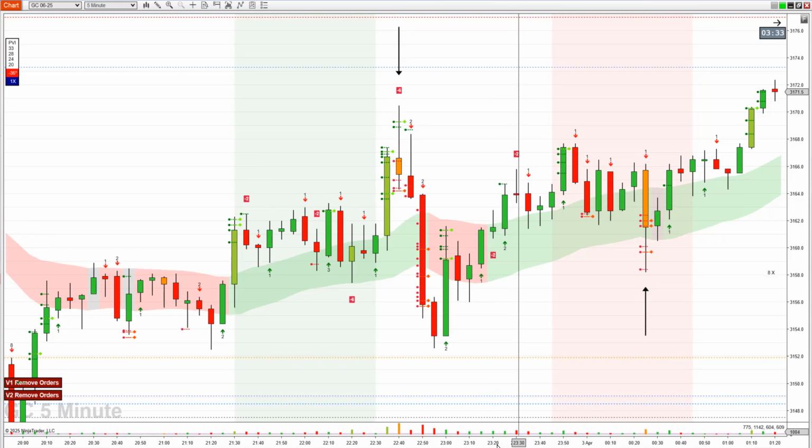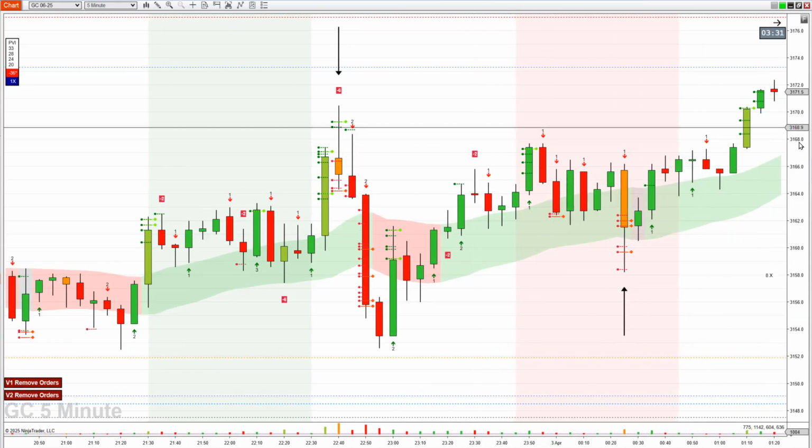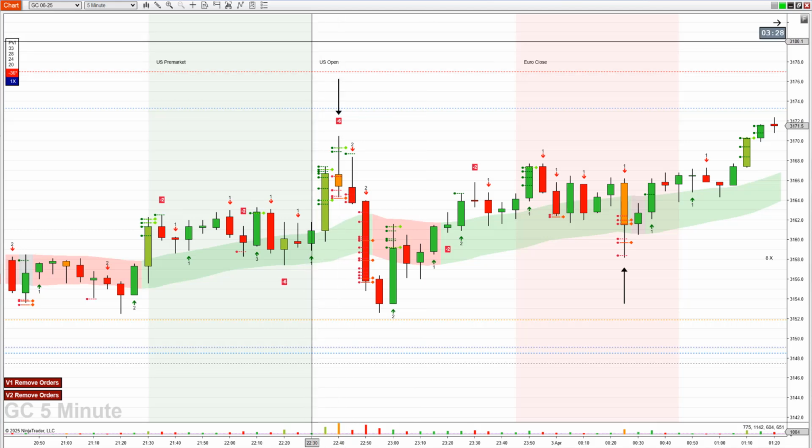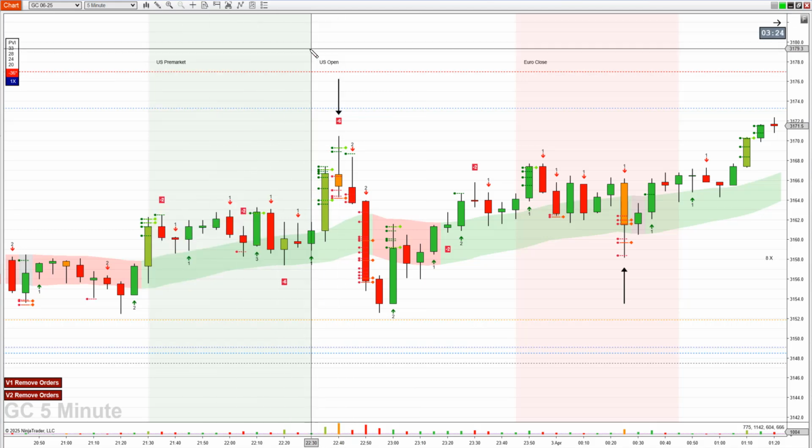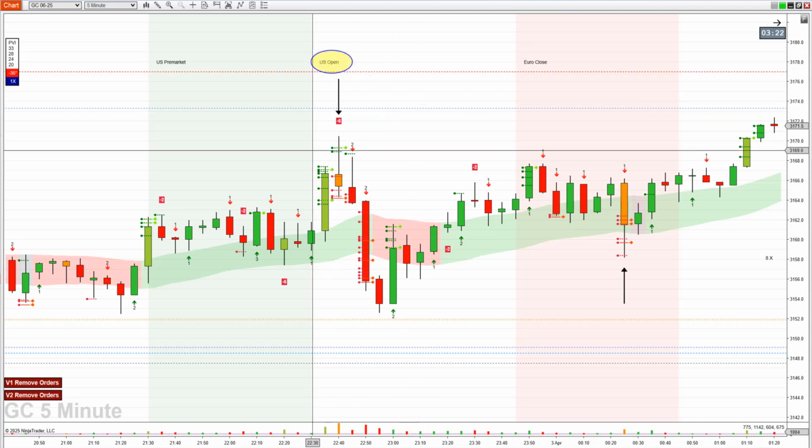Now we're going to go full screen, and ultimately focus on the US Open from last night. You can see this little circle on the screen here. There's our US Open from last night. It literally triggers around 10:30, again Japanese local time.